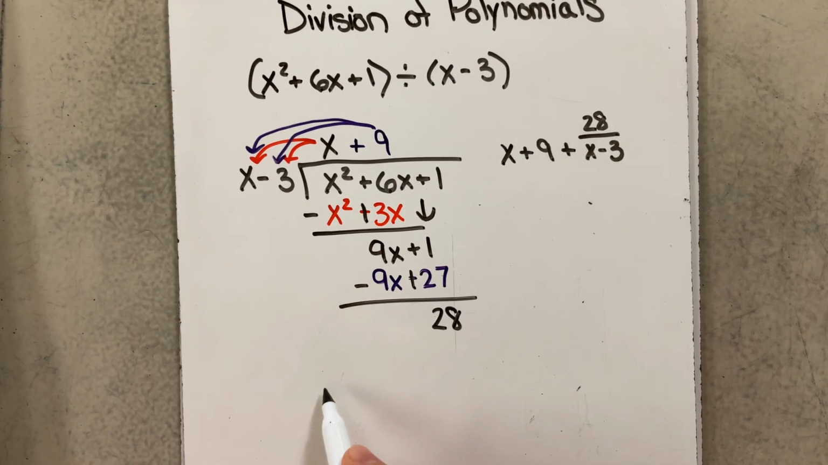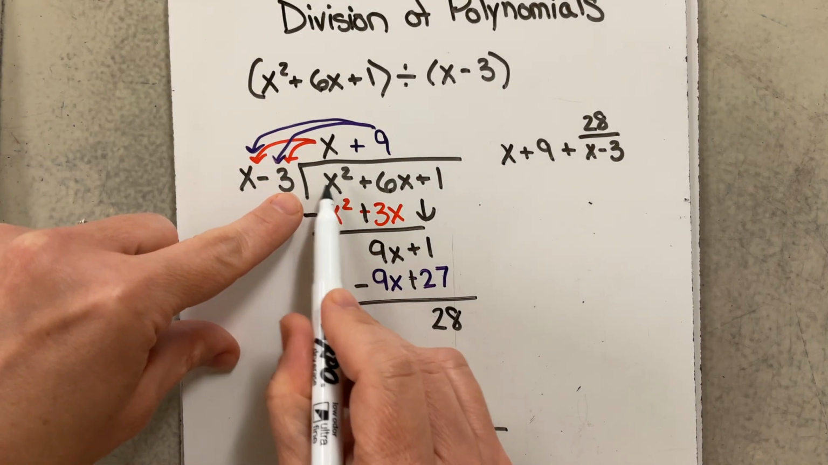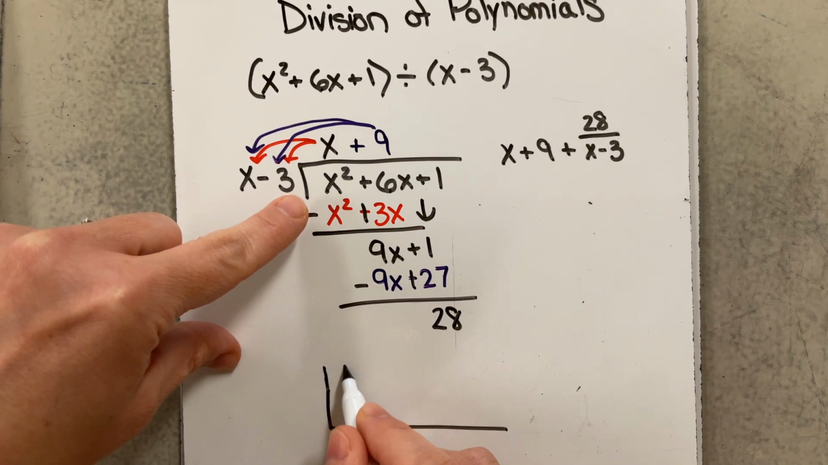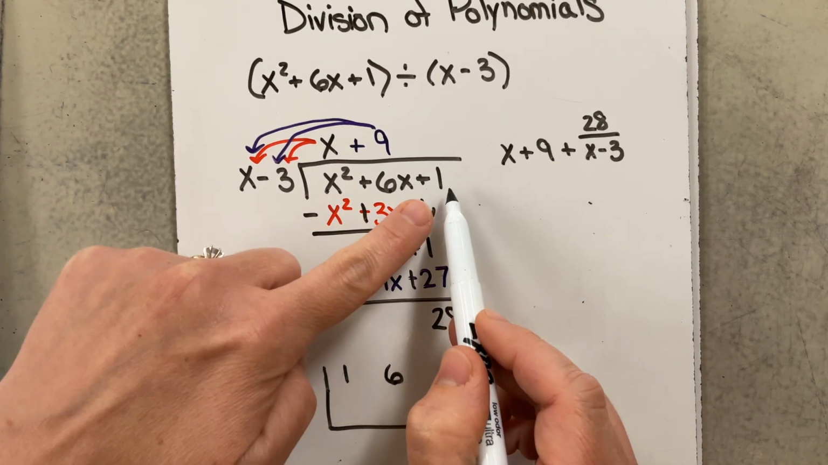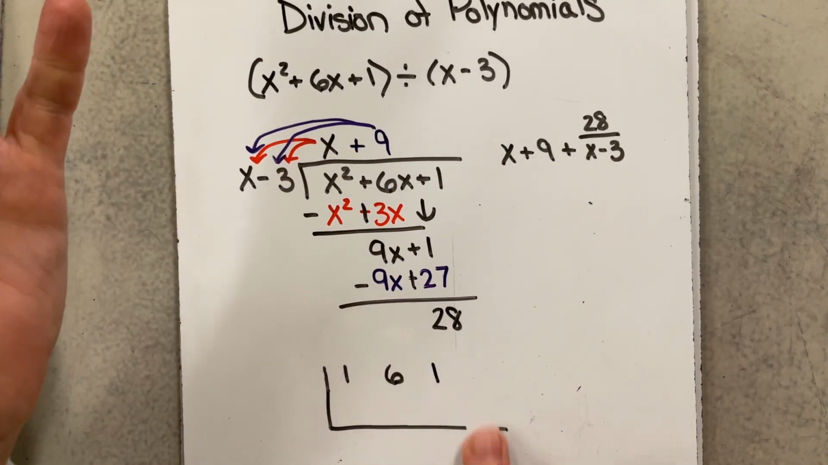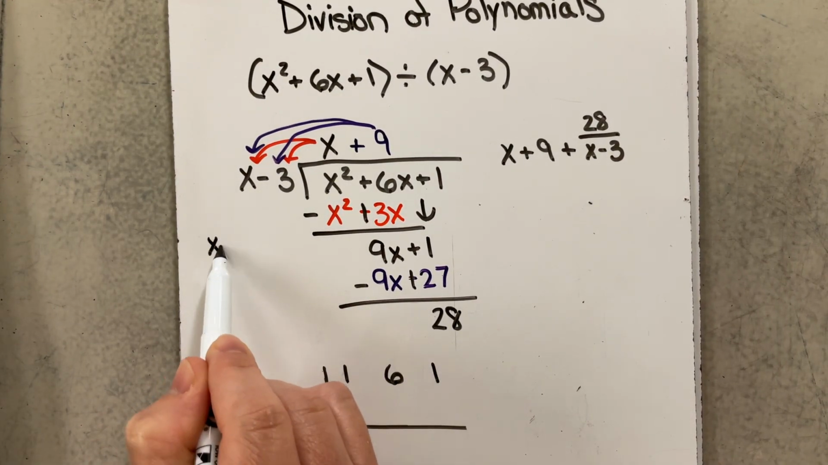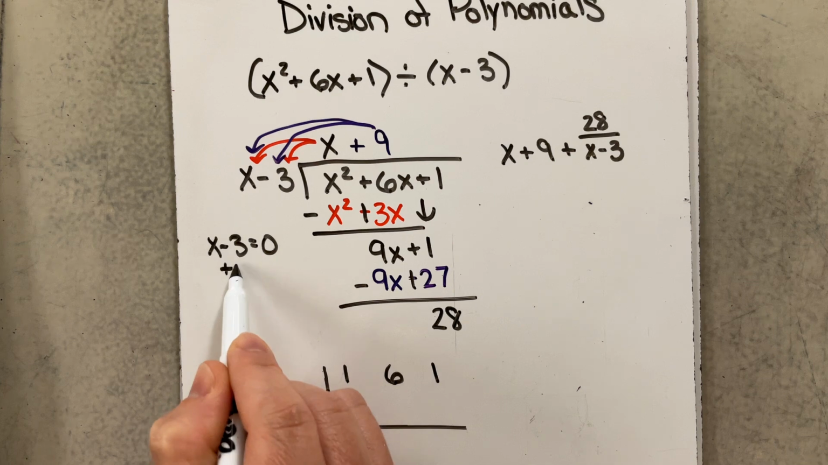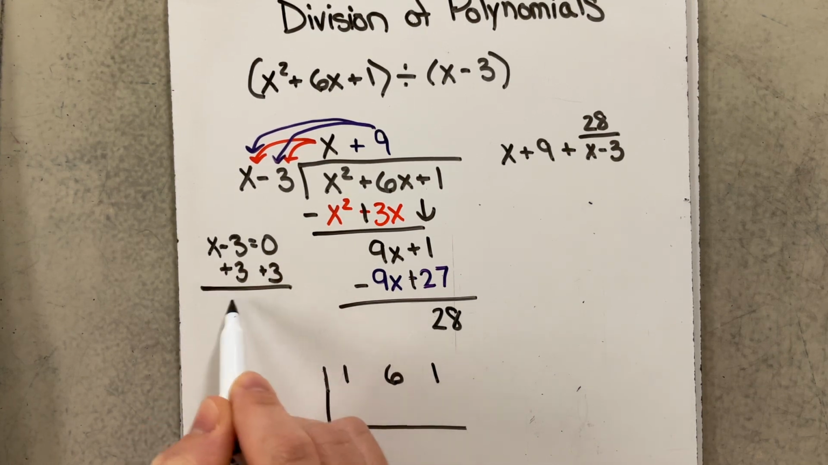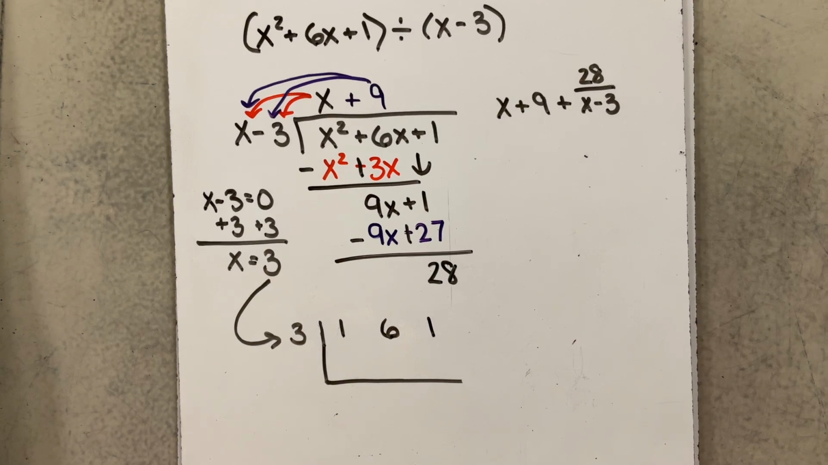So with synthetic division, we're going to draw this little box, and we're just going to put the coefficients. So the coefficient of an x squared is 1. The coefficient of 6x is 6, and the coefficient of 1 is just plain old 1. So that's going to go there. Now this is a little tricky. We're going to take our x minus 3, and we're going to set it equal to 0, and solve for x. So I'm going to add 3 to both sides. That tells me x is a positive 3. Whatever this number is goes here.